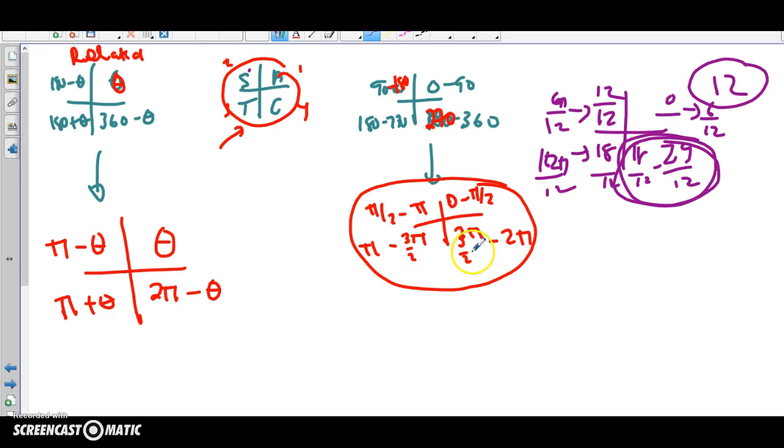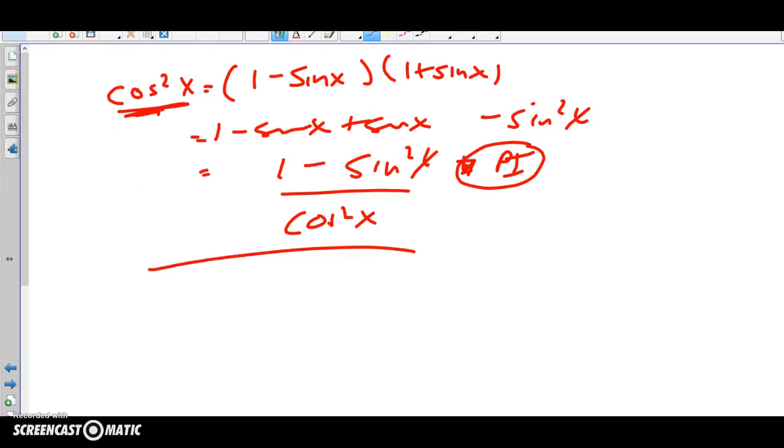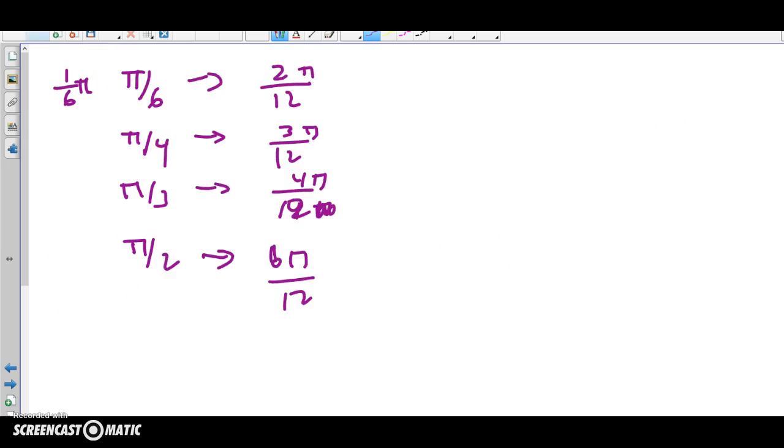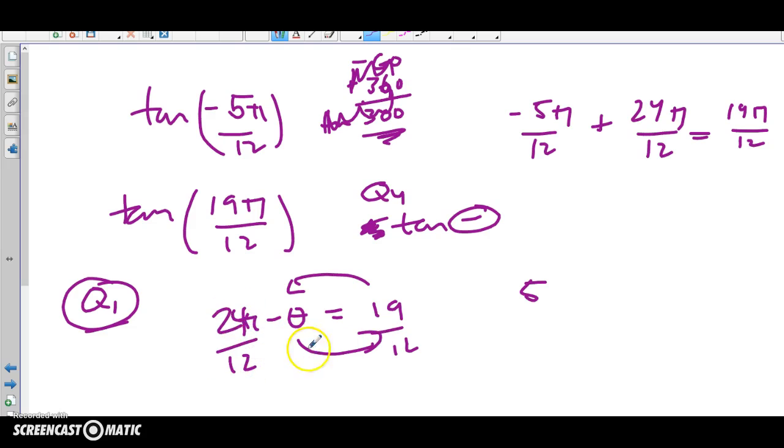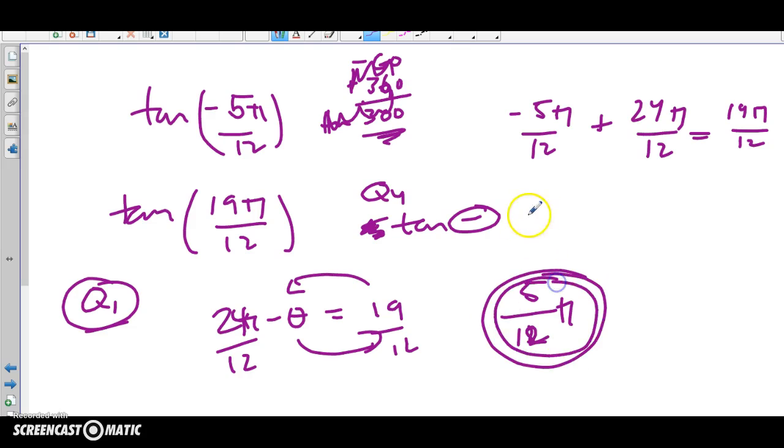To do that, I'm in Q4. To get from here to there, 2 pi minus theta will find me theta. So 2 pi minus theta is equal to 19 over 12. Then I bring this over here and that over there, and I end up with 24/12 subtract 19/12, which is 5/12 pi. Now you may have got that immediately. So my related angle is 5/12 pi, but I want the negative version of it, and that will be the last step I do.